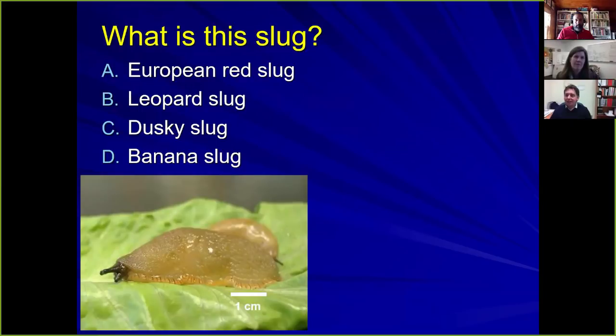Okay, the next slug I'd like you to try and identify is this one here. If you think it's the red slug, you would select A. If you think it's the leopard slug, you select B. Dusky slug, you'd select C. And a banana slug, then you would select D. Okay, just another 5 seconds. Alrighty.